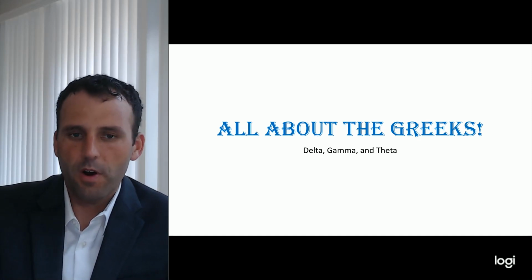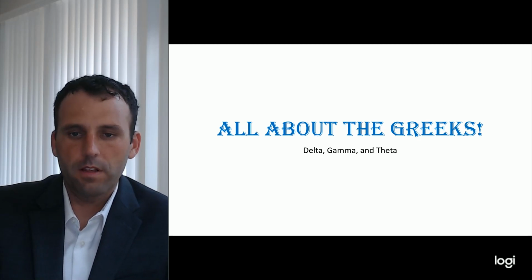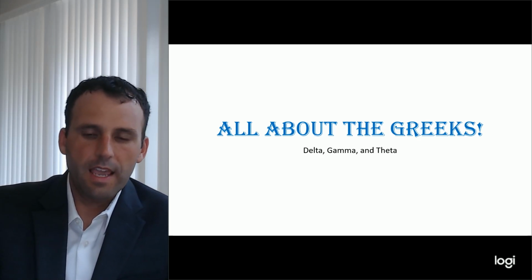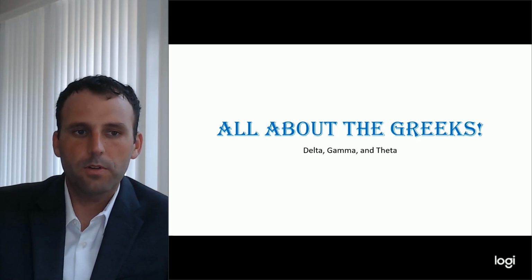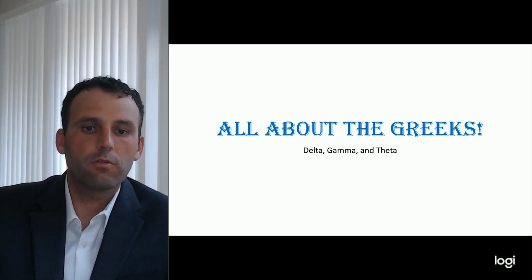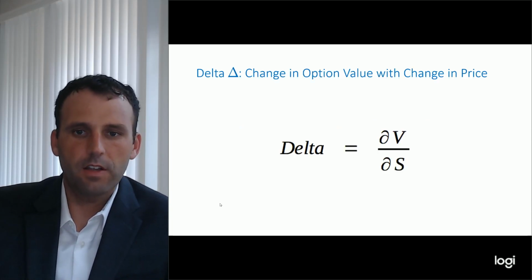It's going to be a two-part series. First one, we're going to talk about the three main Greeks that are most commonly used: delta, gamma, and theta. And then in the next one, we're going to talk about a few more of the obscure Greeks in the marketplace. So the first Greek we're going to talk about is delta.